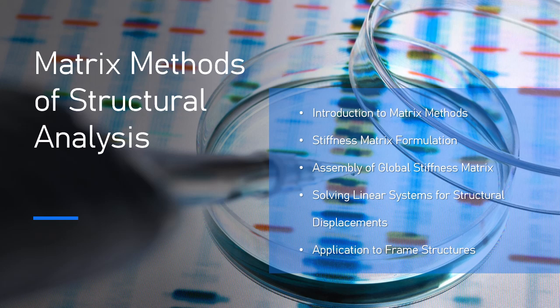F_internal = K_local * U_local, where F_internal is the internal force vector for the element, which can include axial forces, shear forces, and bending moments. K_local is the local stiffness matrix of the element. U_local is the local displacement vector for the element.